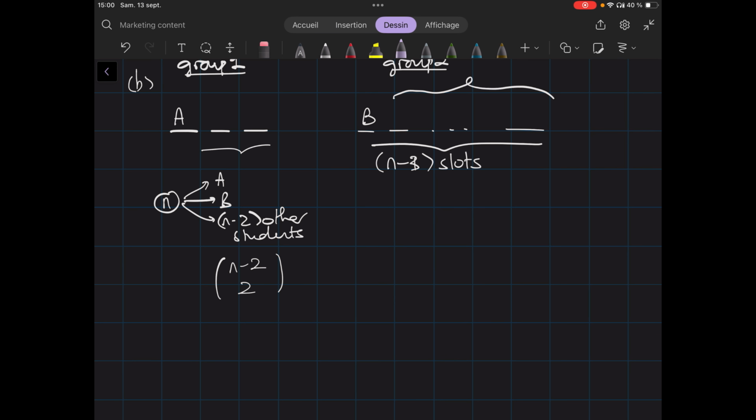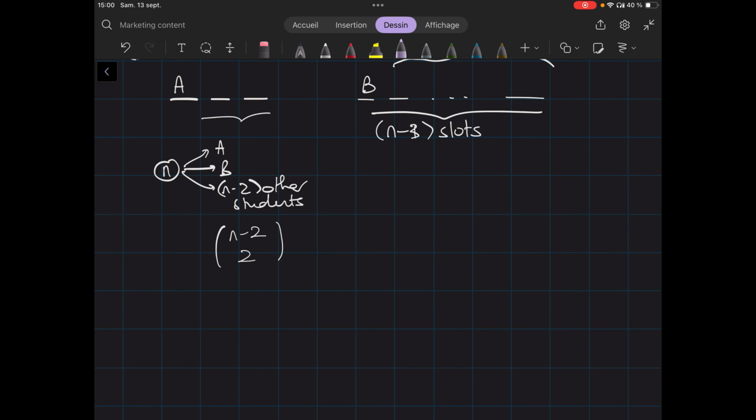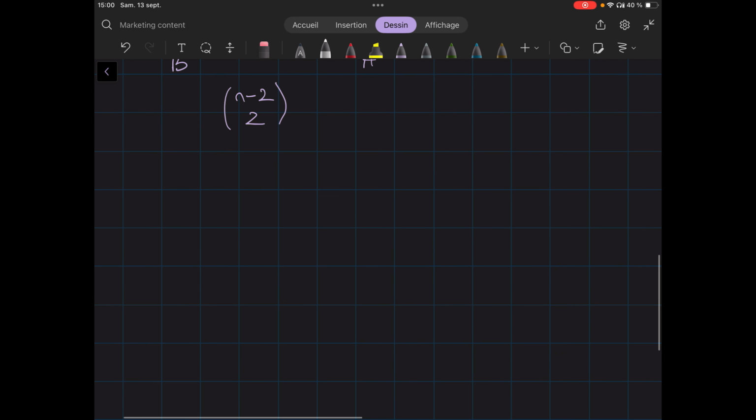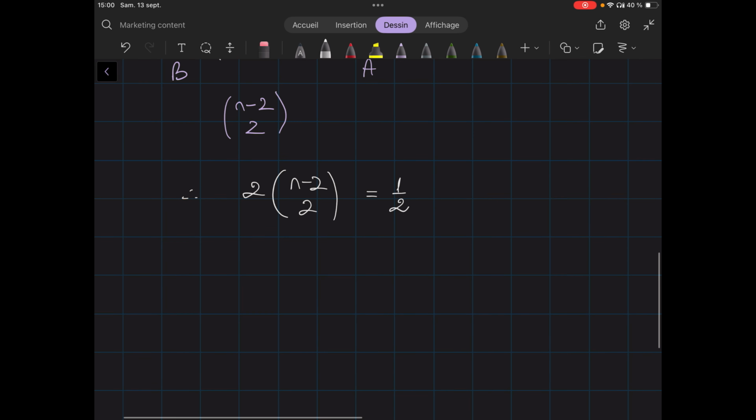The roles of A and B can also be reversed. So instead of A in group 1 and B in group 2, another scenario would be B in group 1 and A in group 2. And we'll get exactly the same expression in this case. So the equation you have to solve is 2 times n minus 2 choose 2 is equal to a half of the number of ways that you found in part A, n choose 3.